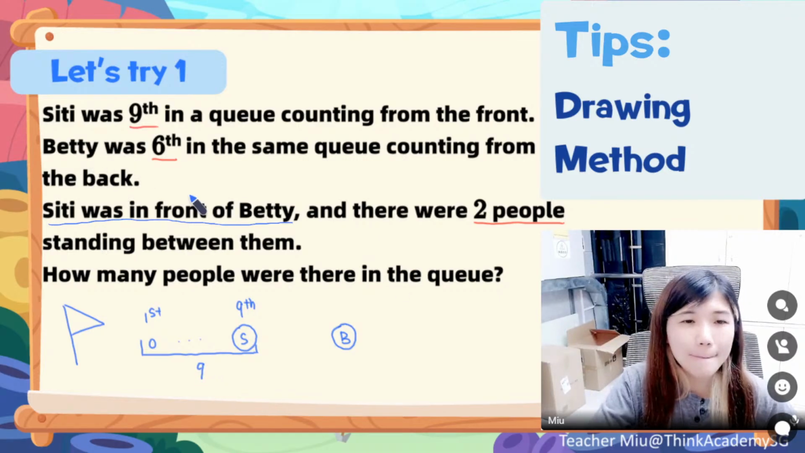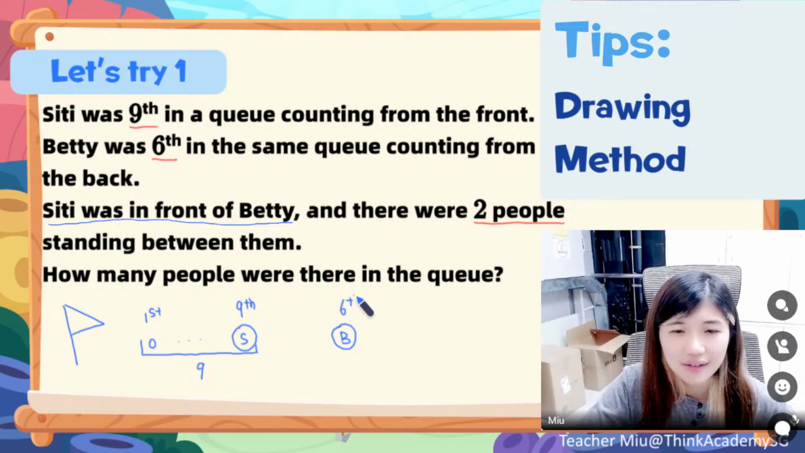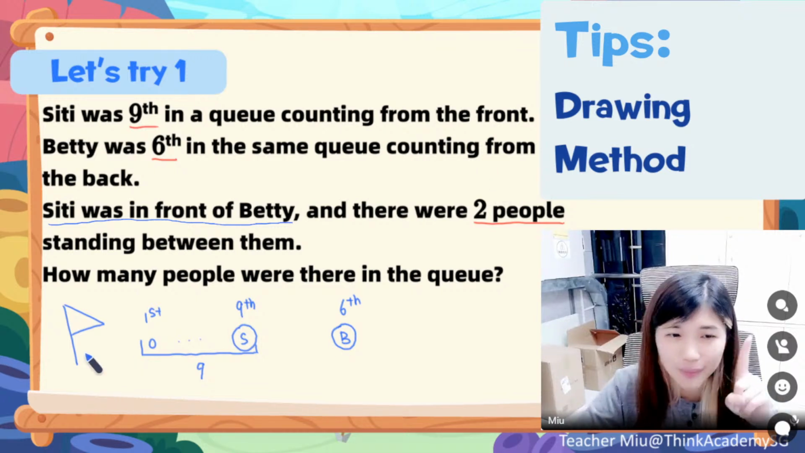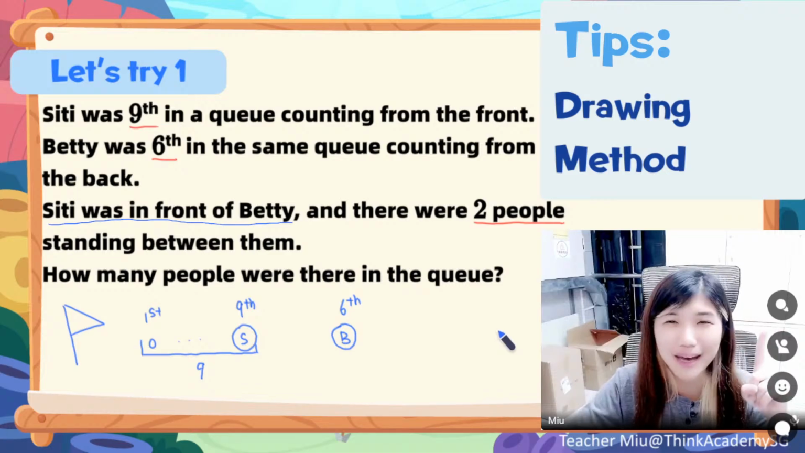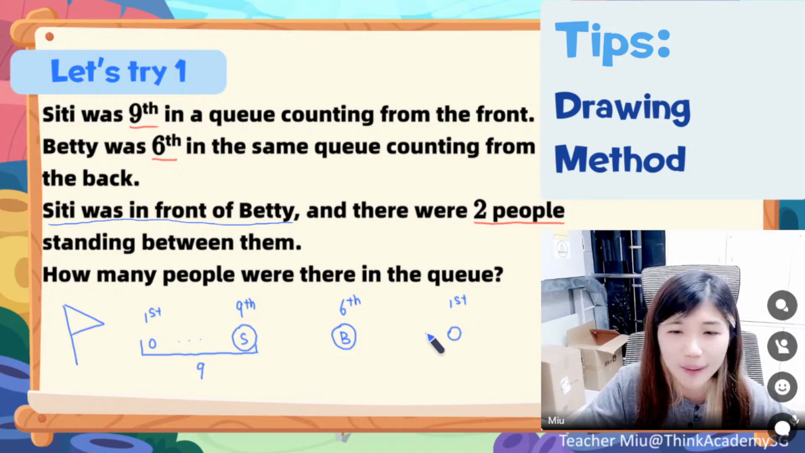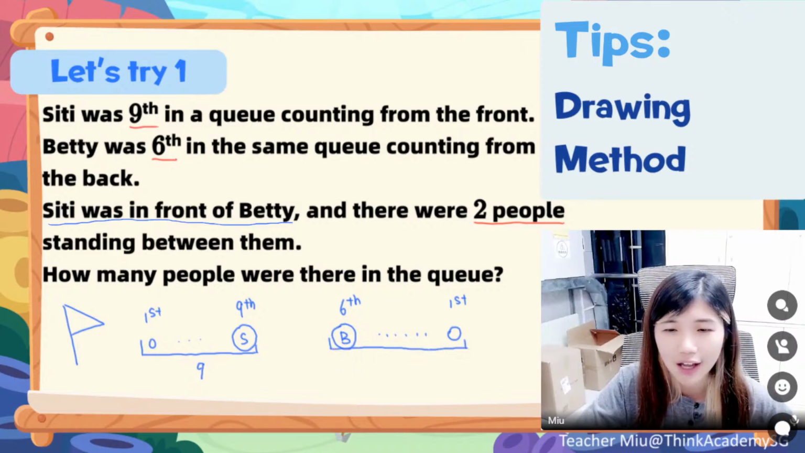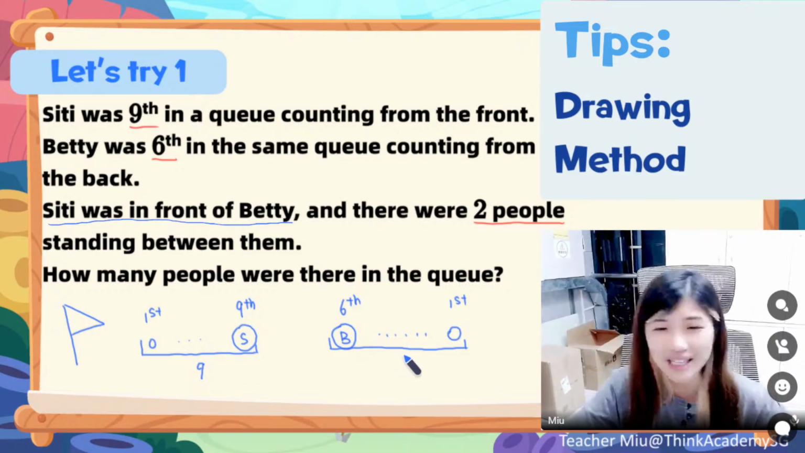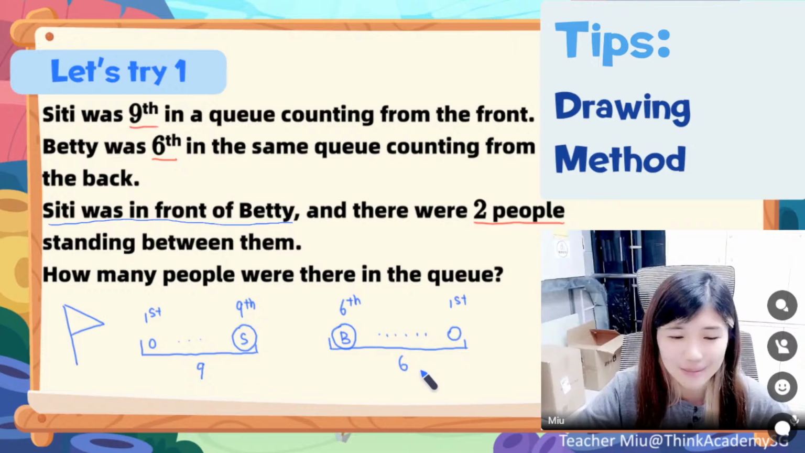Continue. And Betty was the 6th, but from the back. So you need to find out where is the first one from the back. Shall be here? Or shall be all the way to the back? It shall be here, right? All the way from the back. So this is the first one from the back. So the first one from the back all the way to Betty, who is the 6th from the back, on this bench, how many people there? The first one, second one, third one, fourth one, fifth one, sixth one. All the way there are 6 people. All right. Is that the end?